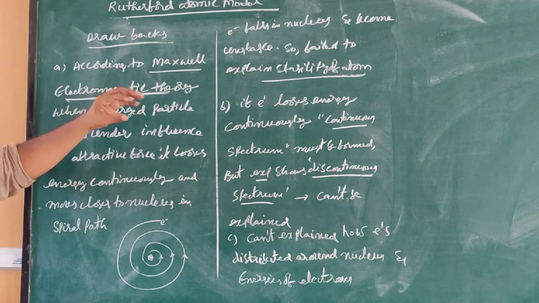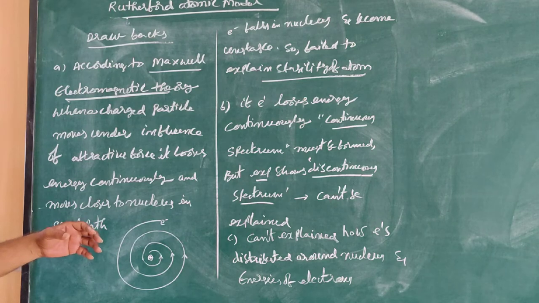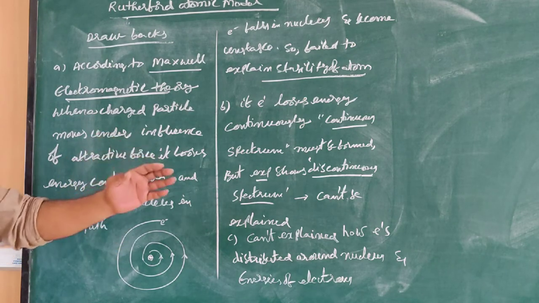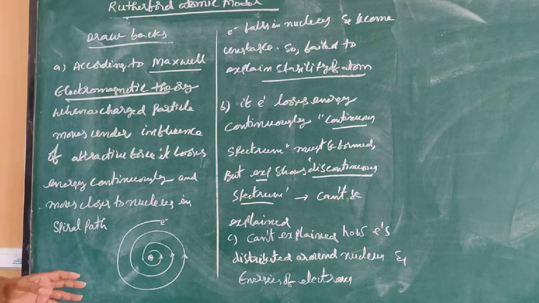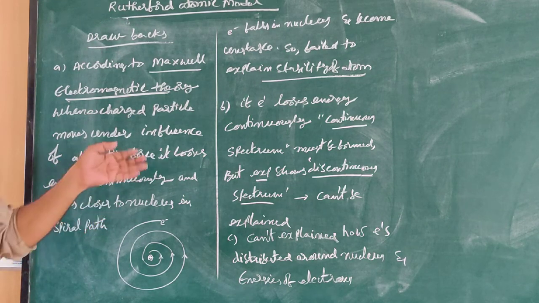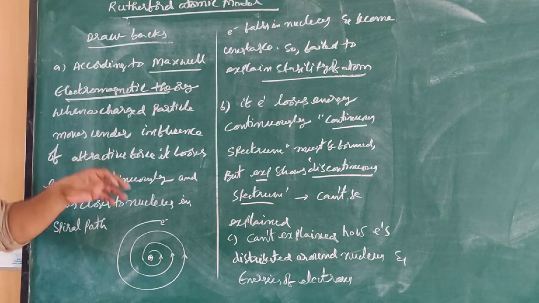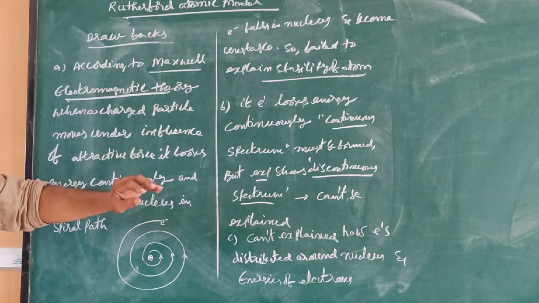Next one. If the electron loses energy continuously, it must produce a continuous spectrum. But according to experiments, we can observe a discontinuous spectrum. So how this discontinuous spectrum is formed, Rutherford cannot explain.